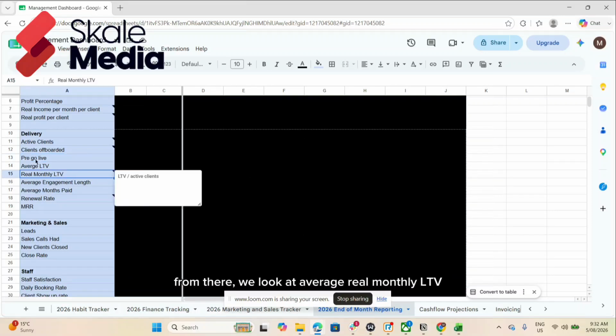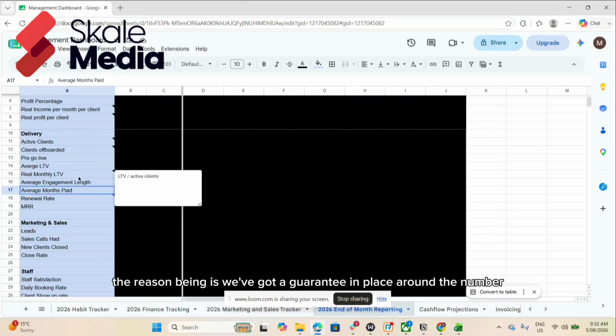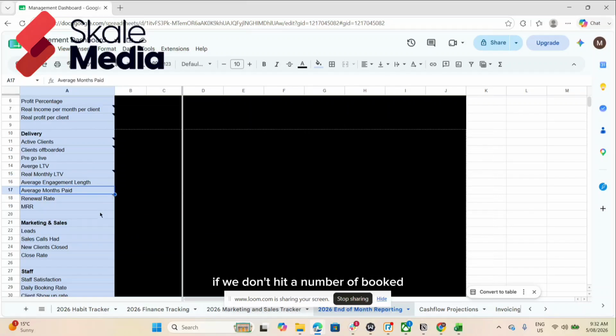From there, we look at average real monthly LTV. So that is, what is a customer worth to us each and every month? Engagement length is how many months the client has engaged with us. Sometimes for us, that's a little bit different to the average months paid. The reason being is we've got a guarantee in place around the number of, if we don't hit a number of booked and qualified and attended calls, then we work for free. So ideally, the gap between these two is very minimal.